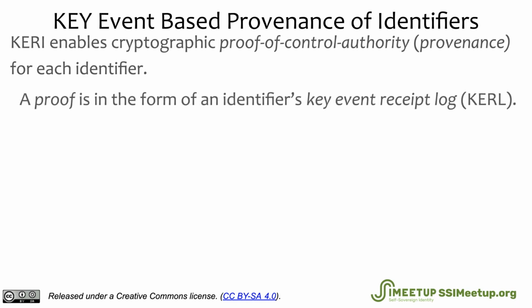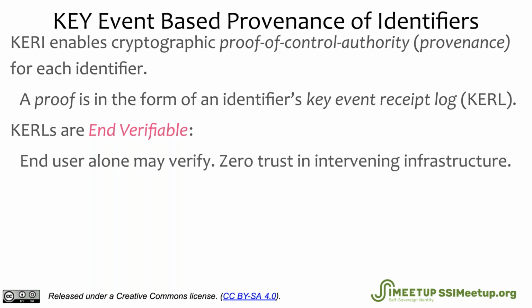The proof is in the form of the key event receipt log. The key event receipt log is end-verifiable. Anybody that wants to read the log can verify it. It isn't dependent on trusting anything. You don't have to trust anybody. It's zero trust. The end user alone may verify. There's zero trust in any intervening infrastructure.